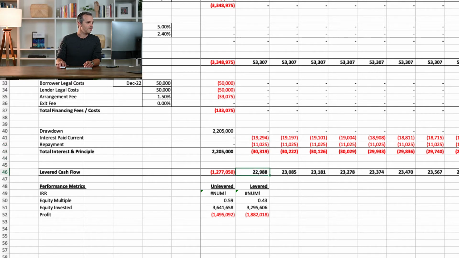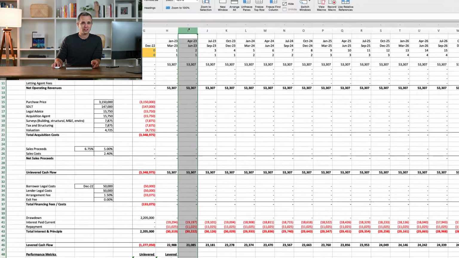So we get in 53 grand from rent, but we're paying out 30 to pay off the interest and the amortization of our loan, so we get to keep 23 grand. Straightforward. Let's have a look at what happens in the next quarter.